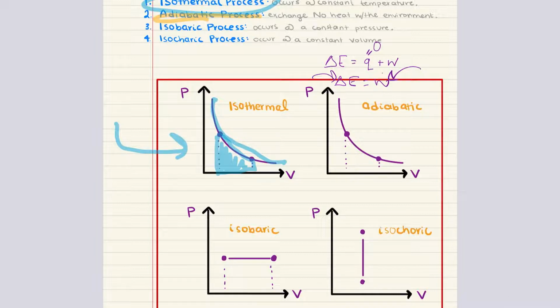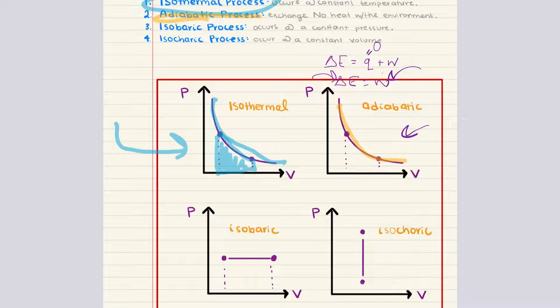Now, on a pressure versus volume diagram, an adiabatic process is represented by a curve that is steeper than that of the isothermal process. This difference occurs because without heat exchange, the temperature of the system changes as the gas expands or is compressed. For instance, when a gas expands rapidly in an insulated container, it does work on the surroundings, and this causes its internal energy and temperature to drop.